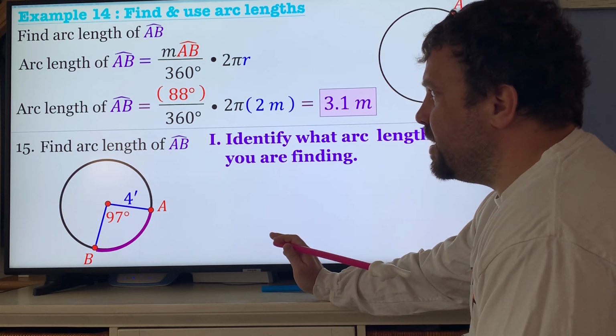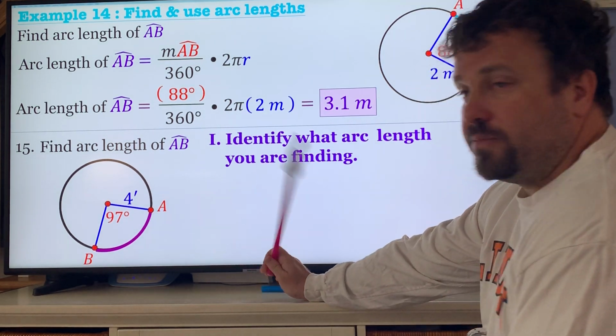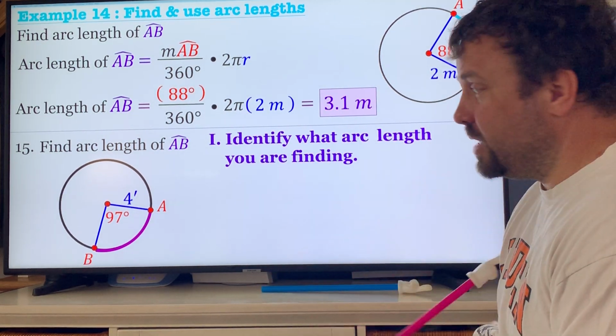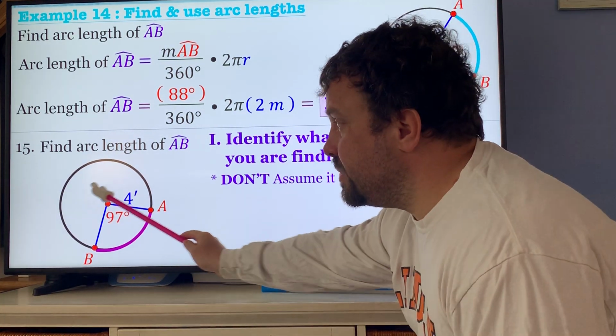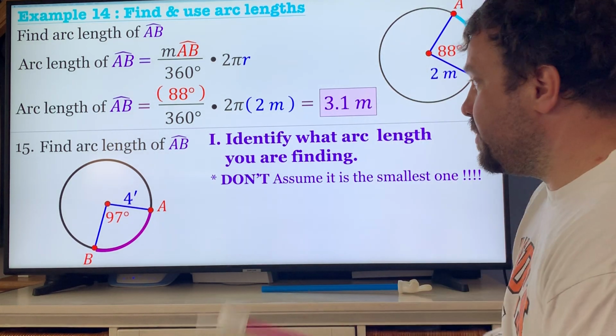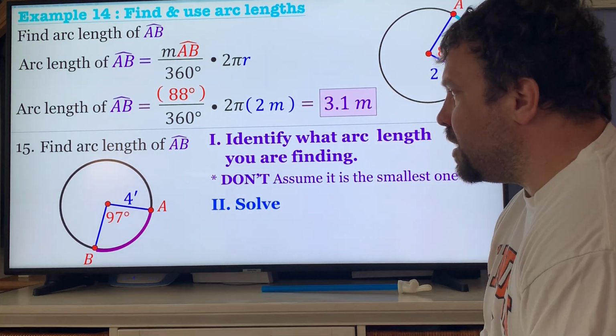Identify what arc length you're finding. We're finding AB. All right? This is a little hint in case you're having trouble. Don't assume it's the smallest one. It's not always the smallest one. Sometimes it could be the larger one. So make sure you're looking for the right arc. Number 2 is solve. So let's solve.